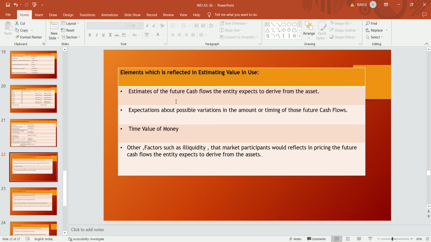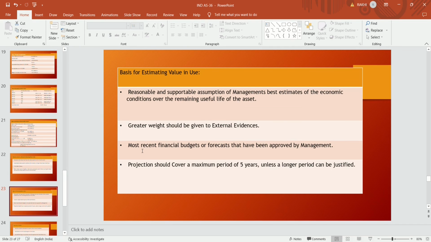So it totally depends on the time value of money and also other factors such as market participants and also the technology and other factors such as liquidity. Other matters would reflect in the pricing of the future cash flows the entity expects to derive from that asset. So these are the elements of estimating the future cash flow or value in use. Now, the basis for estimating the value in use.